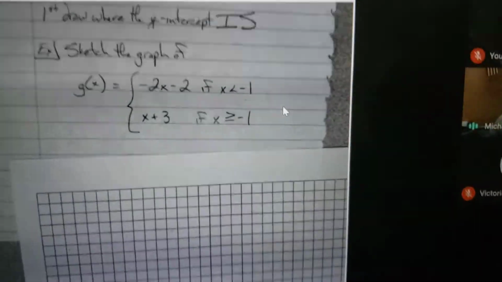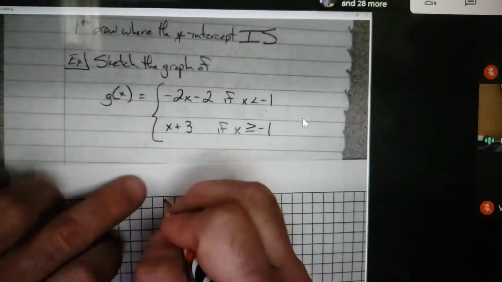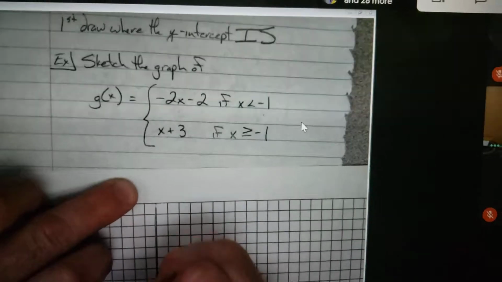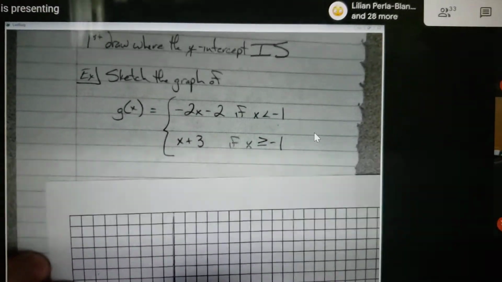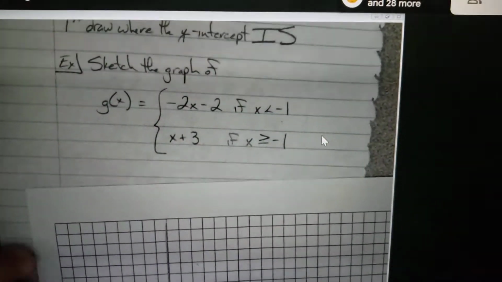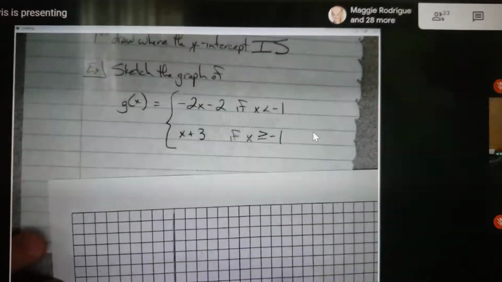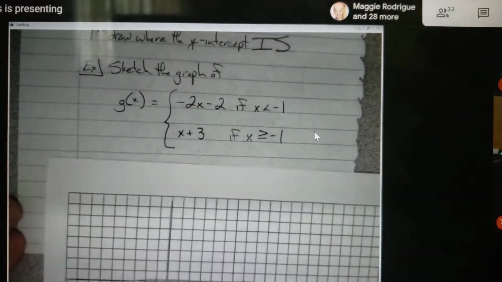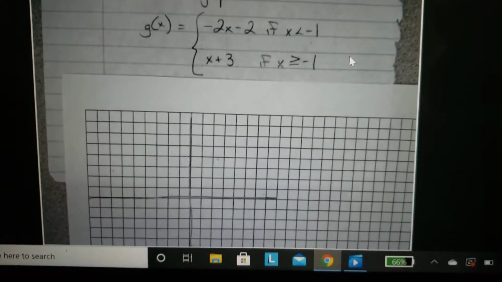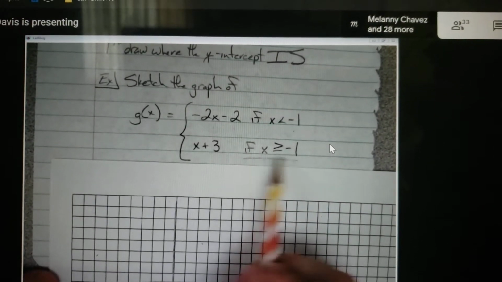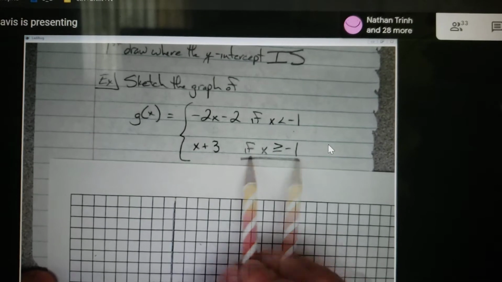Which one will have the actual y-intercept graph? Bottom. I agree. Because I'm looking at the y-intercept, x is equal to 0. This is the restriction that includes x equals 0.